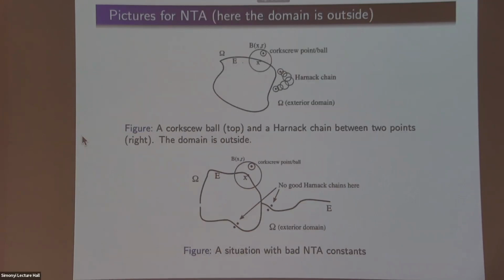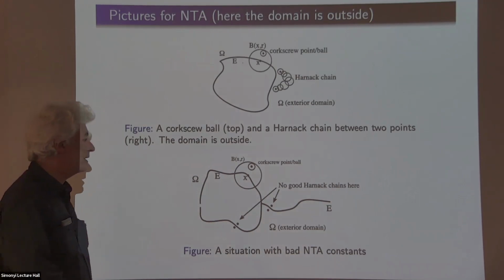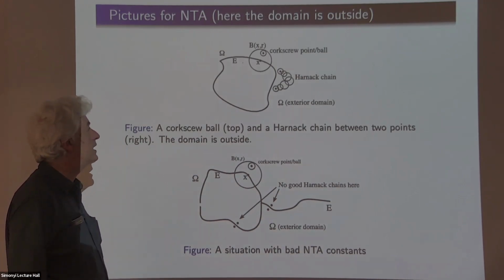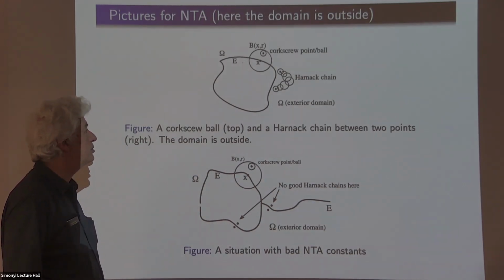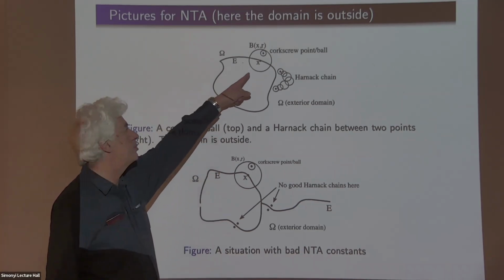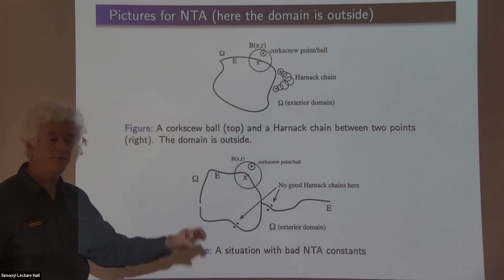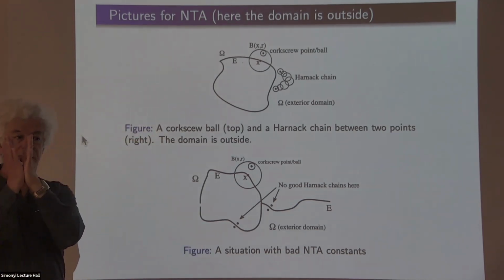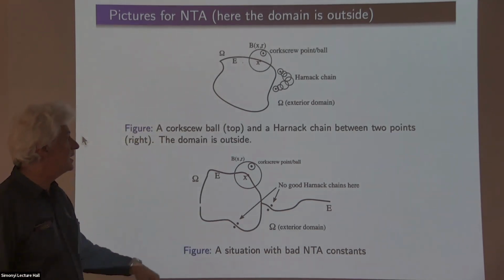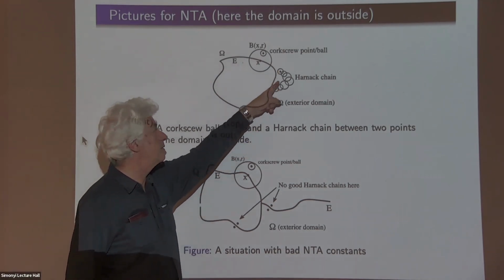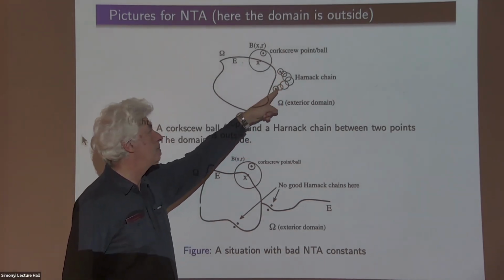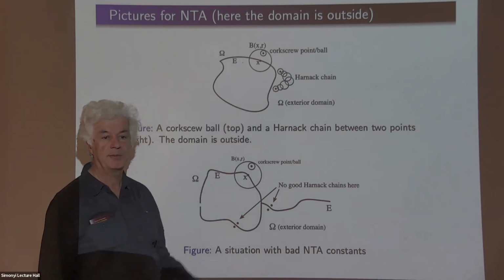Two words about NTA, just in case, but I just wave and give you pictures. NTA is a bunch of two conditions. Usually, we first ask that for every ball centered on the boundary, there is a ball of comparable size which is in the domain. So the domains don't get too thin. And in addition to that, when you have two points in the domain, there is what people call a Harnack chain of balls that connect them.